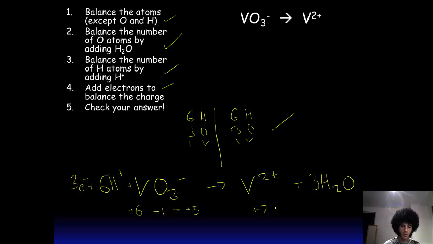I'll just double check it once more. That's plus 2. Here I've got minus 3, minus 1, plus 6, which equals plus 2. So they balance as well. So we're in a good place. Charges balance, atoms balance, that's my half equation.